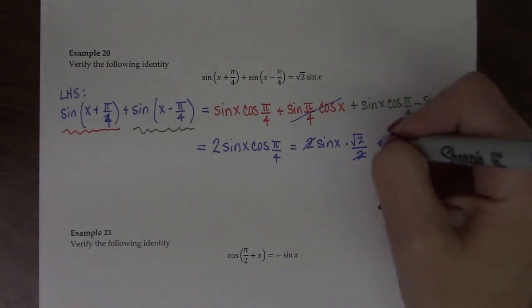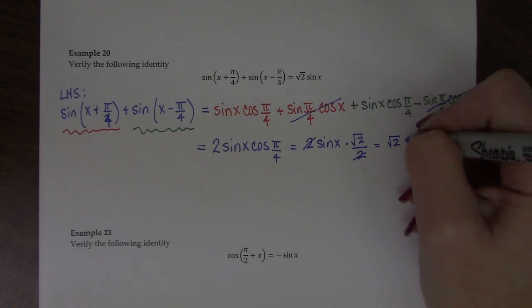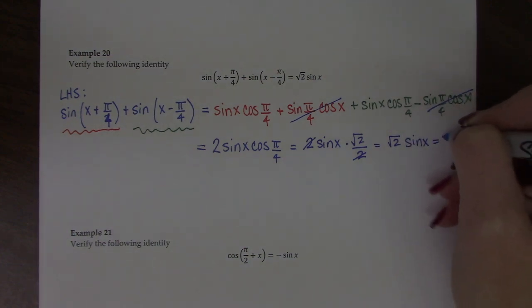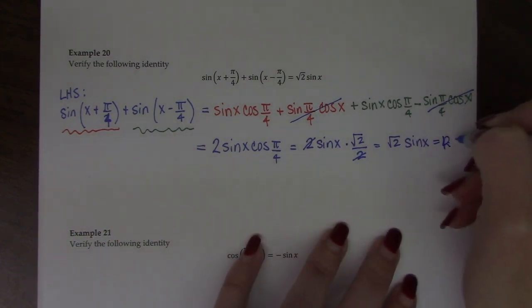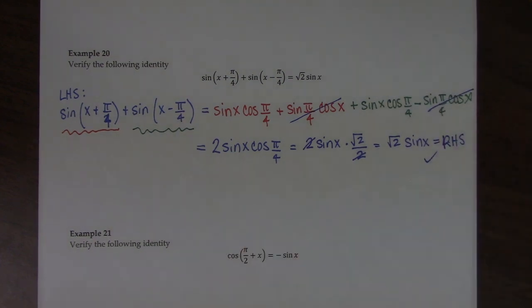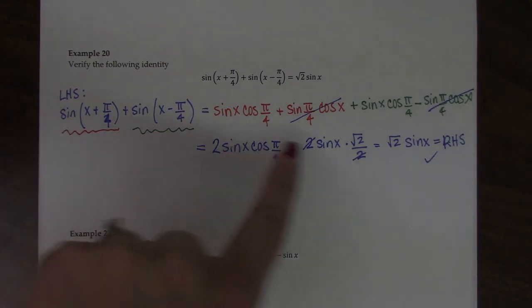This 2 cancels this 2. I'm going to pull the square root of 2 out front, and we found the right-hand side. So we proved the left equals the right.